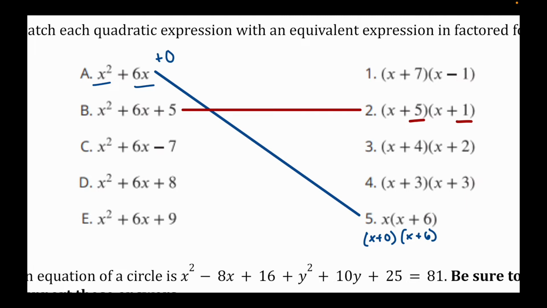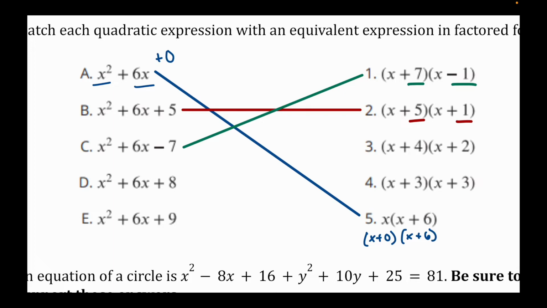So moving on to option C, x squared plus 6x minus 7. We want two things that multiply together to give us negative 7, and specifically that's going to be positive 7 and negative 1. So 7 and 1 would multiply to give us 7, and they're going to add up to give us a positive 6 since the plus 7 is bigger.